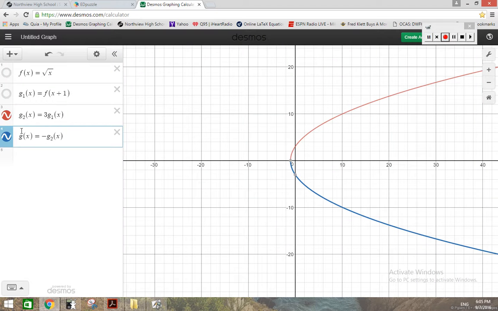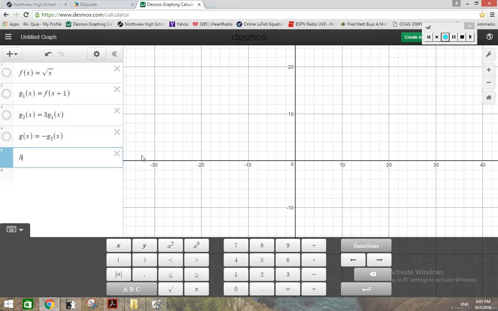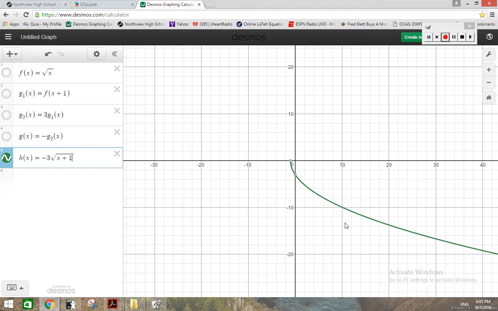Now, how do I know that this graph right here that's in blue is the final graph that they wanted? Well, imagine you didn't even know anything about these transformations, and you just came in and graphed this function. The function was -3 times the square root of the quantity x plus 1. So there it is in green right there. And is that the same graph that I had just a minute ago?